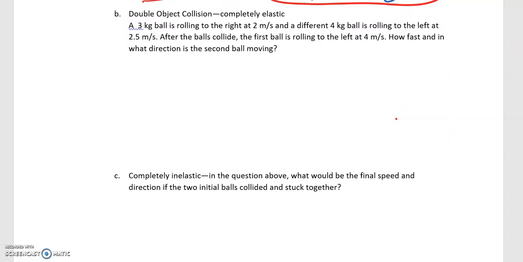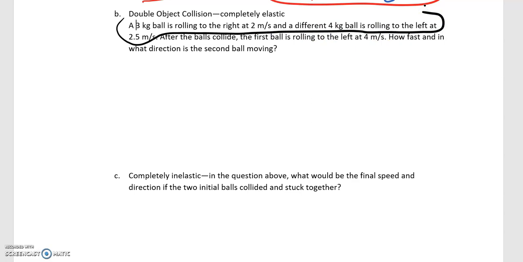Okay, question B. This time we're going to be looking at two objects colliding, and we're going to have a completely elastic collision, which means there's no deformation, no heat generated. The balls just bounce off each other, what we would call cleanly. All right, so a 3 kilogram ball is rolling to the right at 2 meters per second, and a different 4 kilogram ball is rolling to the left at 2.5 meters per second. So those values right there are the initial values.